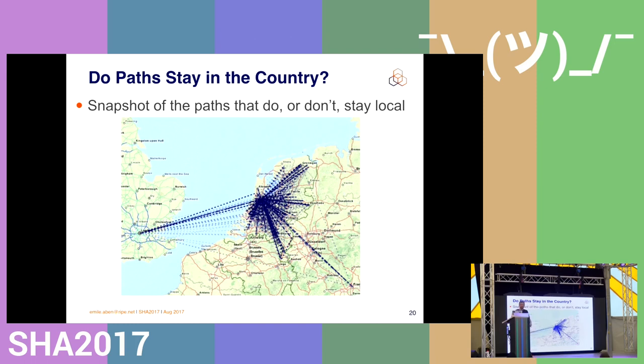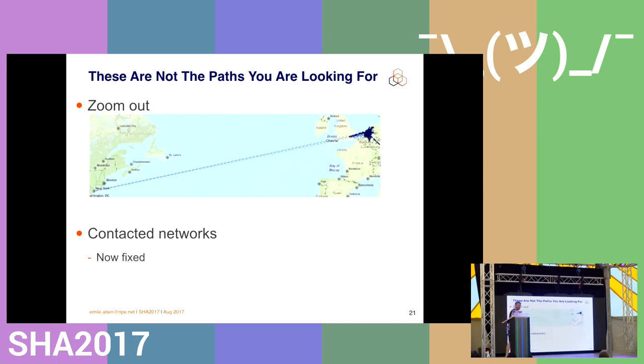it's probably the screen resolution. Because if you zoom out of this, this is actually what that looked like. And you just didn't see this. There was actually a path that we measured that went all the way to the US East Coast. I found it so weird, I contacted these networks, and they said, hey, that's not what we are supposed to be doing, but this is just BGP, and there's not a lot of traffic between us, so we never noticed. So that hairpin was fixed.